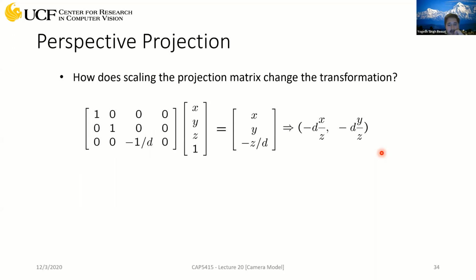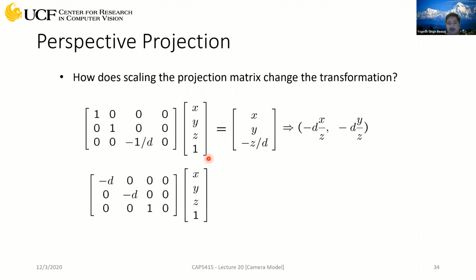And this is also fine. If you just scale your projection matrix, so you multiply it by d, then your projection is not going to change. Okay. So if you multiply this matrix with d, these will be -d, and this will become 1. And again, if you solve this equation, you will get the same coordinates. So your projection is not going to change if you just scale your projection matrix.